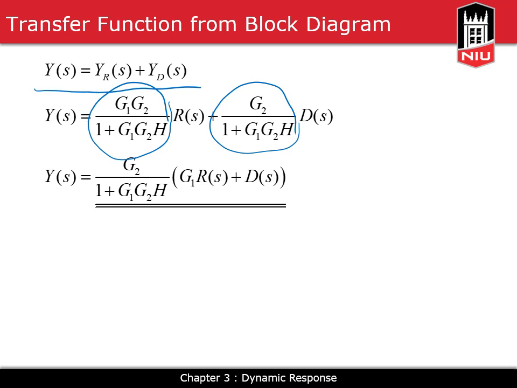You can see that these two both have the same denominators and they both have G2 in the numerator, so we can factor out that common part and write it as G2 over 1 plus G1 G2H times G1R plus D. That is the complete output as a function of both inputs R and D.